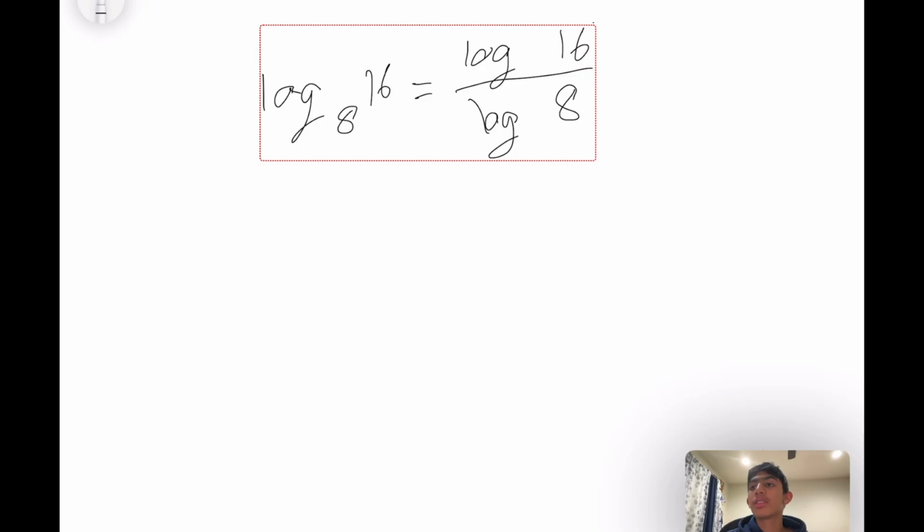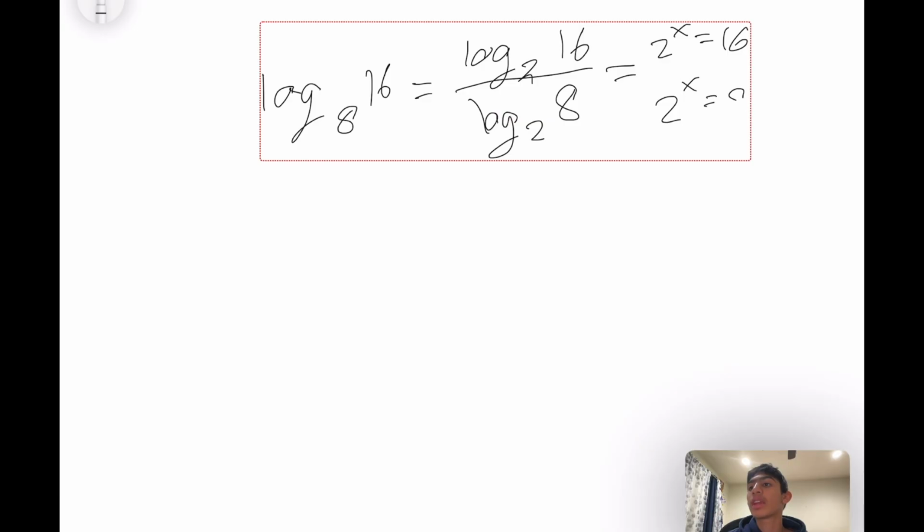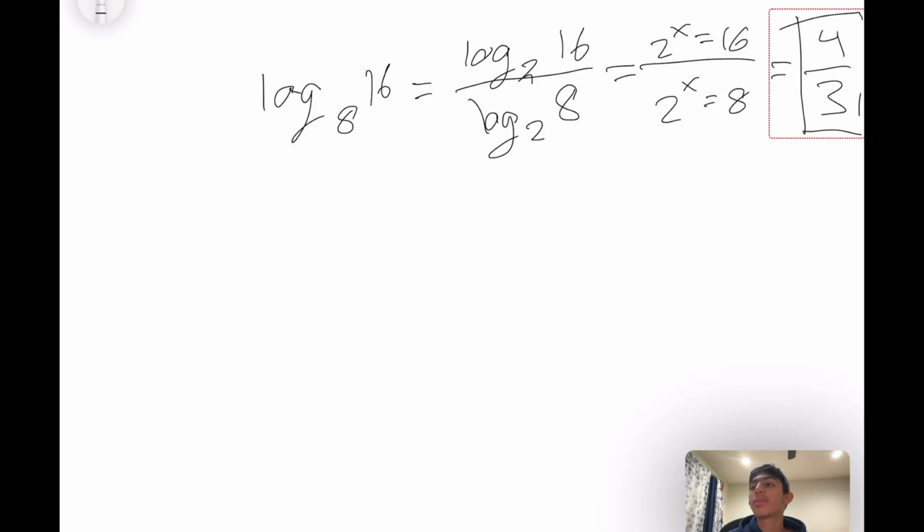Both of these numbers share a base of 2. This will give you whole numbers. So 2 to the power of what is equal to 16? And 2 to the power of what is equal to 8? So this is really just equal to 4 over 3, because 2 to the power of 4 is equal to 16, and 2 to the power of 3 equals 8.